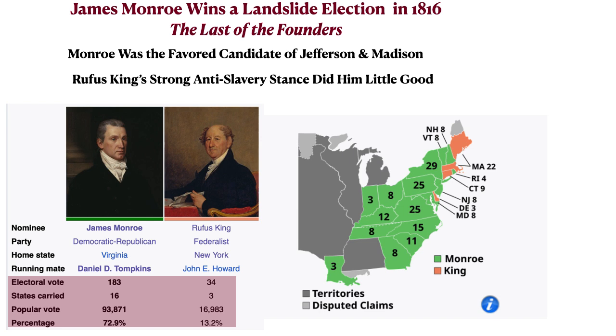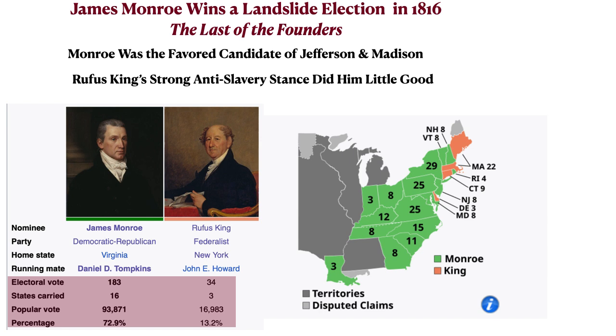So in 1816, James Monroe wins a landslide election. This slide was included at the end of the previous lecture. And as I noted then, Monroe was the favorite candidate of Jefferson and Madison. He was one of the founders, although not one of the major founders, unlike his predecessors. Rufus King, his Federalist opponent, had a relatively strong anti-slavery stance, at least relative to the period of time. Did him relatively little good as well.